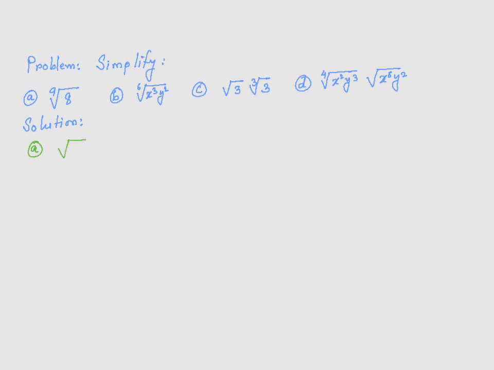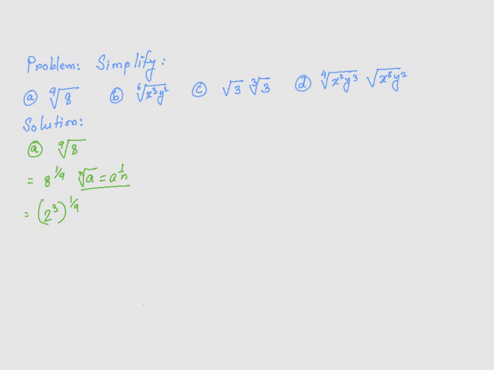Ninth root of 8, by the way, is going to be 8 to the power 1 over 9. By now, you probably know that this comes from the definition: the nth root of a number a is a to the power 1 over n. That's just a definition. Now this I could simplify further. 8 is 2 cubed, by the way. 2 cubed to the power 1 over 9.